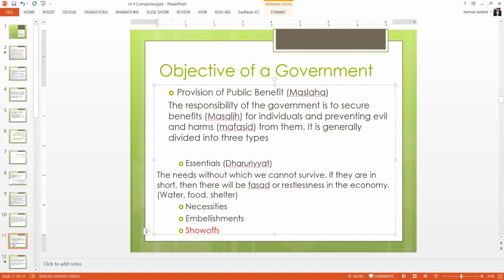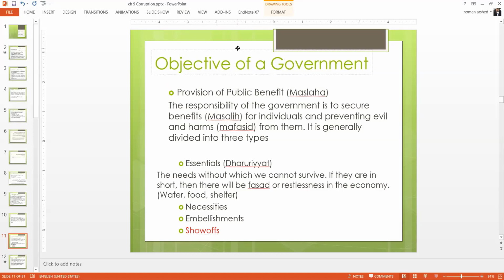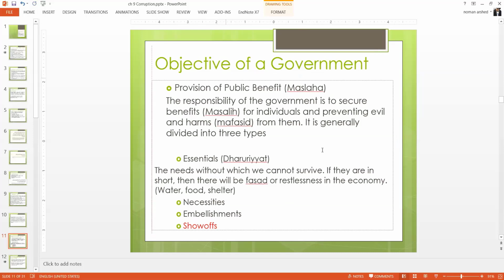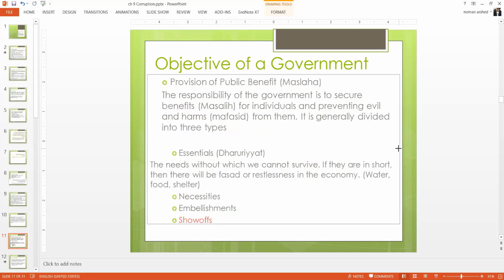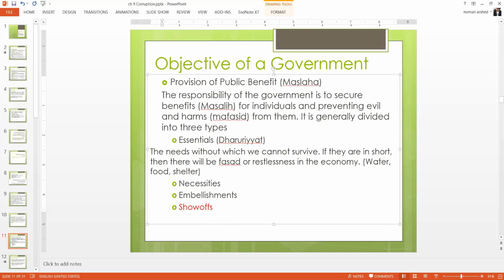If you provide the basic essentials, you will feel that there is peace in the society. But if these things are in short supply, then you will experience injustice, and fasad prevailing in the society. So these goods are needed because without them we cannot survive. They are extreme necessity goods.